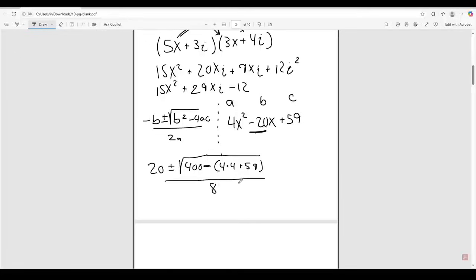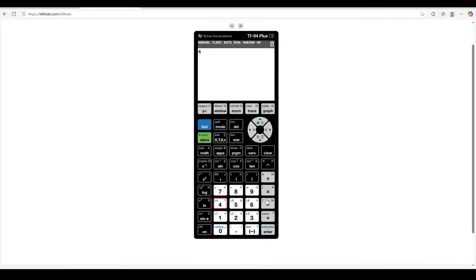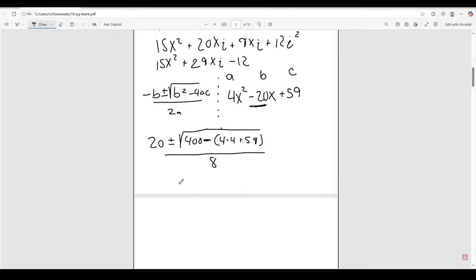Now just evaluate whatever's underneath this radical. 4 times 4 times 59 is equal to 944, and 400 minus 944 is equal to -544, okay? So the issue we're left with is that our answer is written improperly. We have 20 plus or minus the square root of a negative number divided by 8. And remember that you cannot leave a negative under a square root, so you'll have to write it as radical of the number times i, because you're taking out that negative to make this an acceptable answer, and then you're dividing everything by 8.